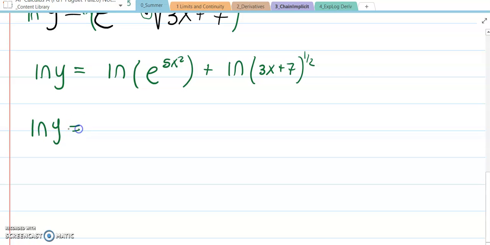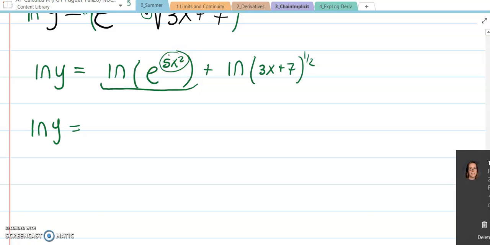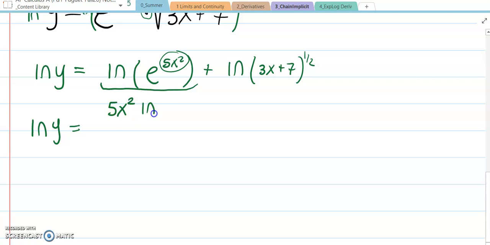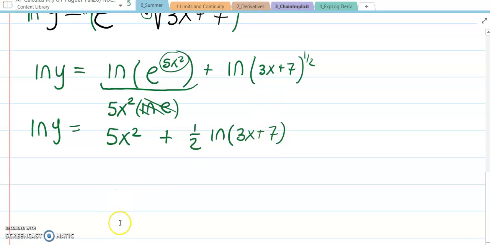So the first one has to do with the natural log of e. So the natural log of e is actually, they're inverses of each other. And so this entire term is just going to become 5x squared. And the reason why is 5x squared is an exponent, so we're going to go ahead and move that in front, making this 5x squared times natural log of e. And we know that the natural log of e is just going to be 1. So this becomes 5x squared. That's the first term. The next term is going to become 1/2 natural log of (3x plus 7).